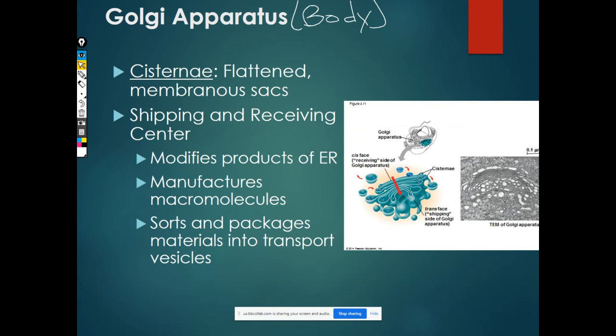Okay, so I like to think of them as partially filled Ziploc bags. They're all kind of stacked on top of each other. So these stacked cisternae, or stacked Ziploc bags, make up like the Amazon warehouse, or the FedEx warehouse. And this is what's making that shipping and receiving center.